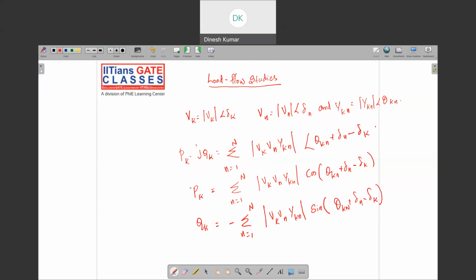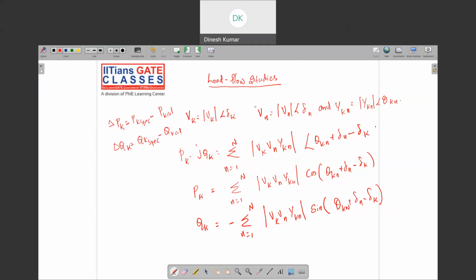Now we will take our functions as P and Q. So we will make delta Pk equal to Pk specified minus Pk calculated. Similarly, delta Qk will be equal to Qk specified minus Qk calculated. Right. Once these delta Pk and delta Qk are within some range of epsilon, then we can stop the iteration.